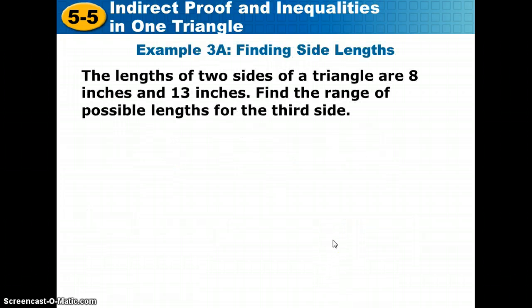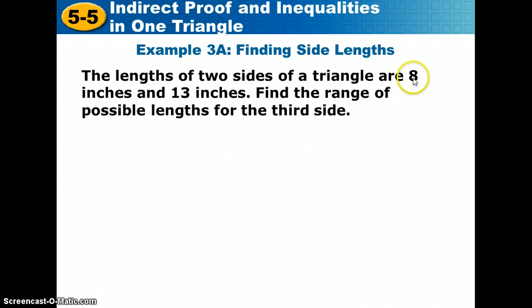Let's take a look at example 3. The lengths of 2 sides of a triangle are 8 inches and 13 inches. We want to find the range of possible lengths for the third side, and this is where it can get a little bit confusing if you don't remember how to write a range of possible lengths. We're going to use inequalities to do this.